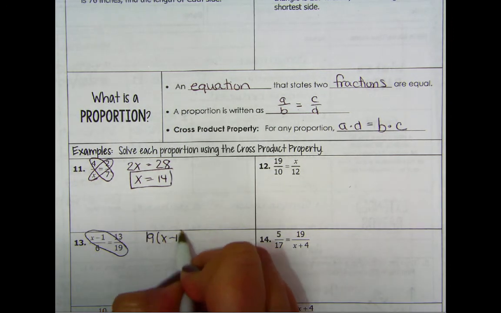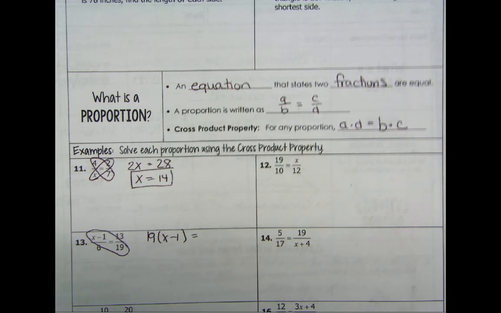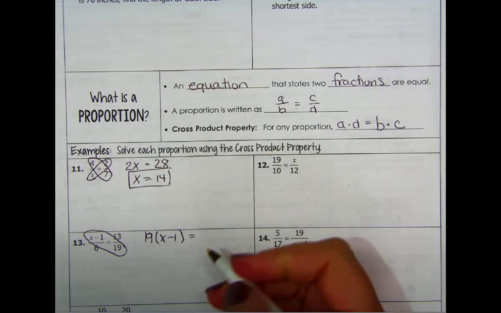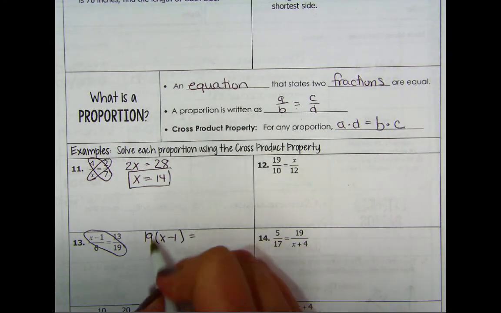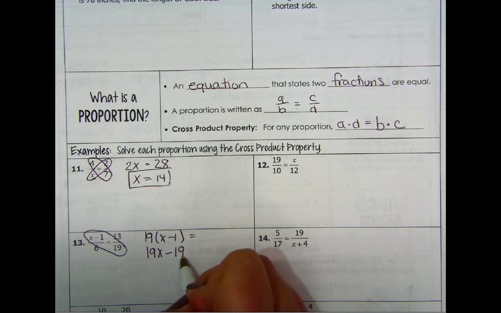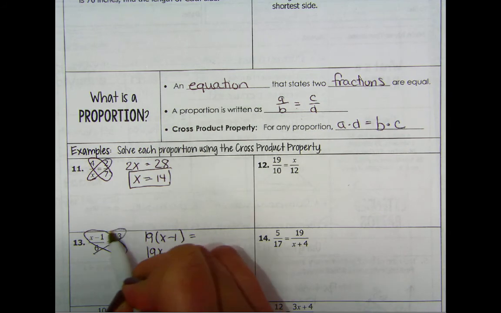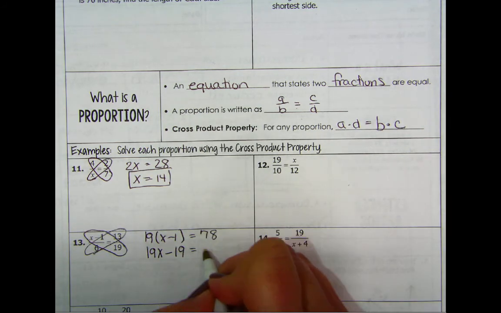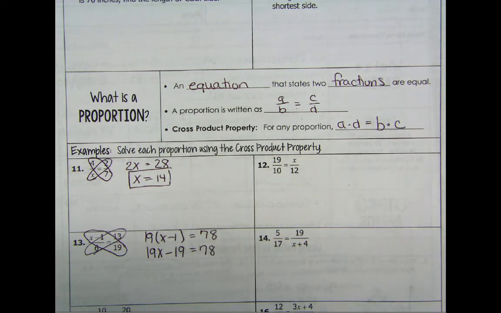All right, if we jump down to number 13, in number 13, if we multiply 19 times x minus 1, remember that we have to multiply the 19 times the x, and we also have to multiply the 19 times the 1. We have to distribute there. So when we multiply 19 times x, we get 19x, and 19 times negative 1 is a negative 19. And then when we cross multiply in the opposite direction, we get 6 times 13, which is going to be 78. All right, and now we can go ahead and we can try to solve this.